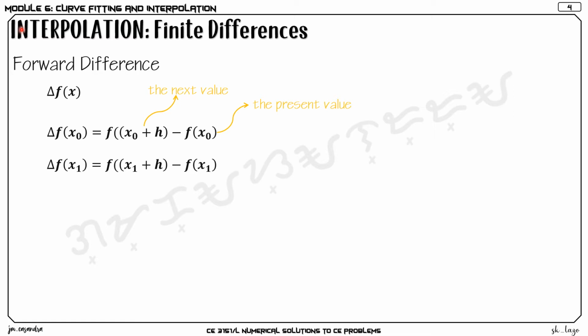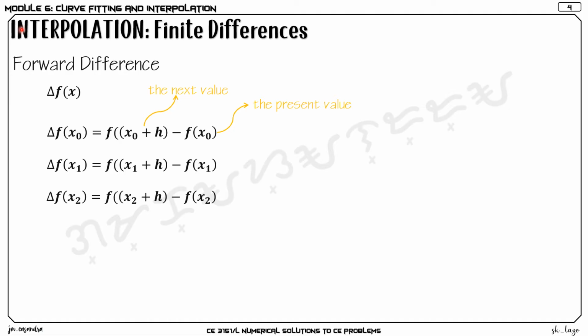Again, for the next value of x, which is x sub 1, we could write that the delta of f of x sub 1 is equal to the function of x sub 1 plus h minus f of x sub 1. Likewise, for this next term, the delta of function of x sub 2 is equal to the function of x sub 2 plus h minus the function of x sub 2.